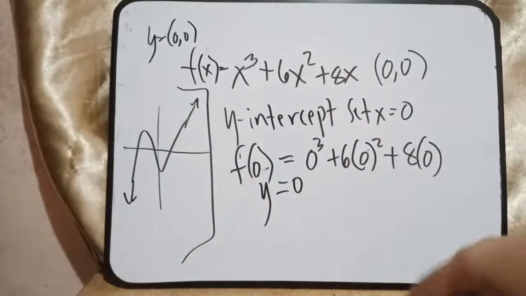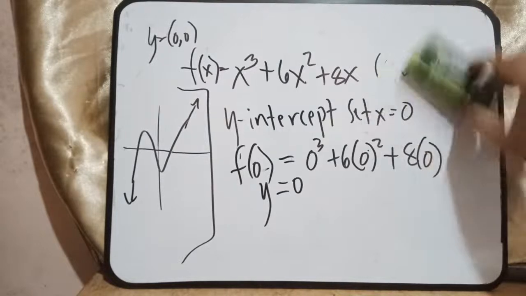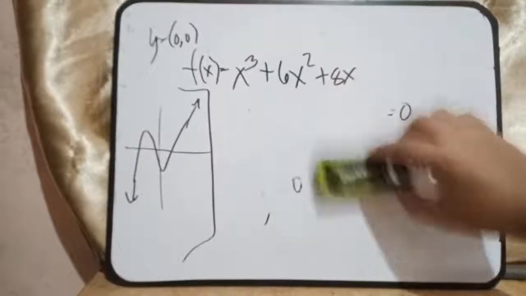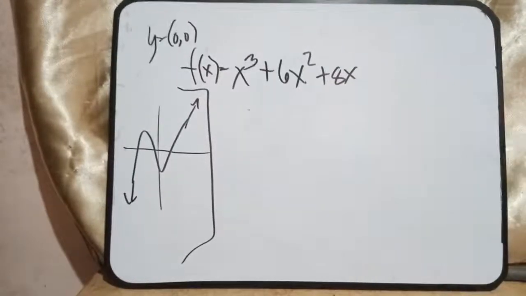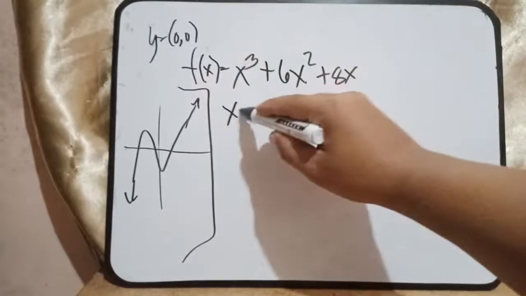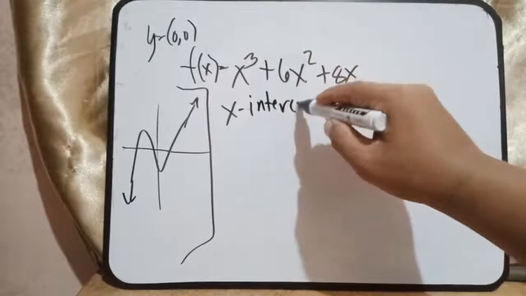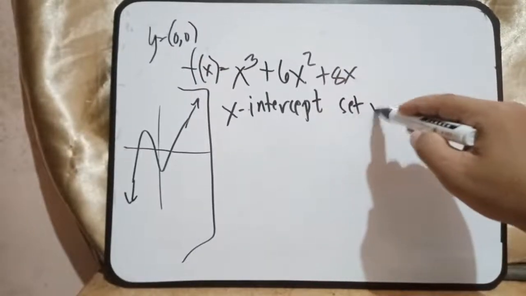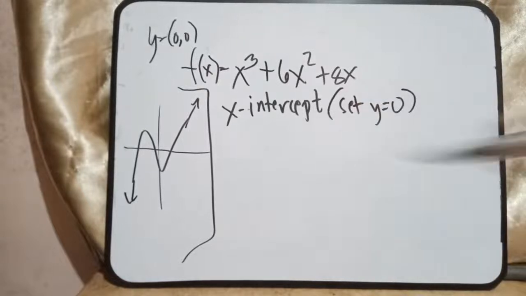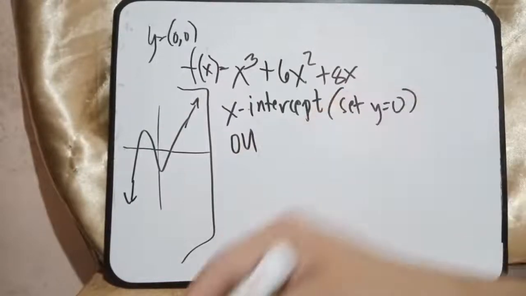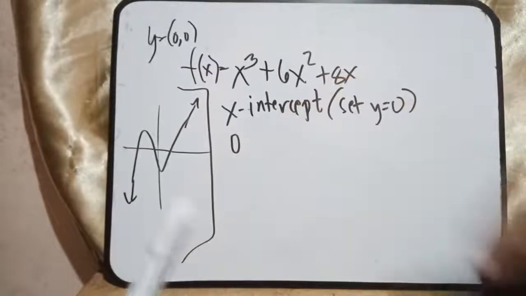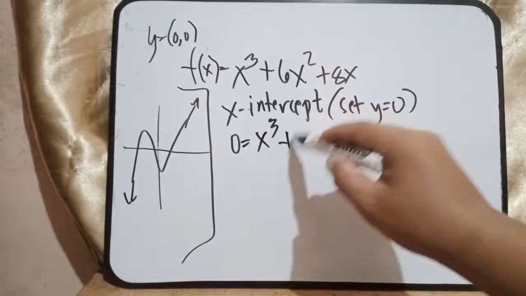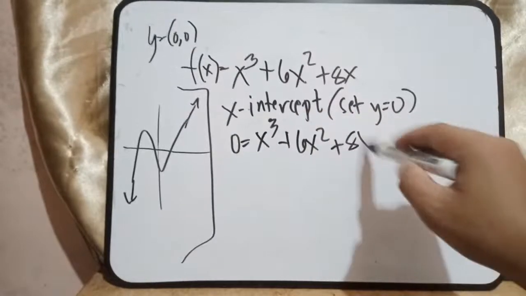Okay, so erase natin siya for x-intercept. So for x-intercept naman, madali lang siya. Ang gagawin mo lang is, okay, set y is equals to 0. So here y is equals to x cubed plus 6x squared plus 8x.